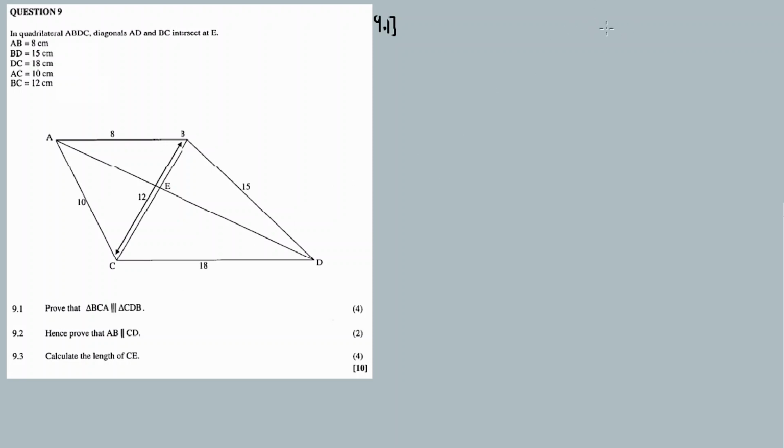I think in previous videos I was trying to confuse you with this sign, not this one. This one is similarity. This is similarity. Then this one is congruency. You need to learn to differentiate between the two.